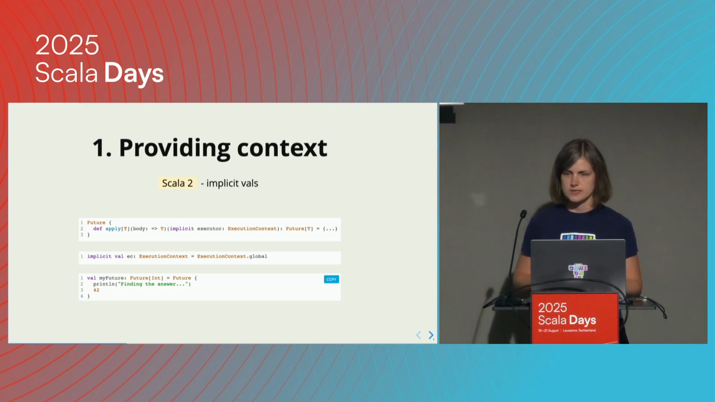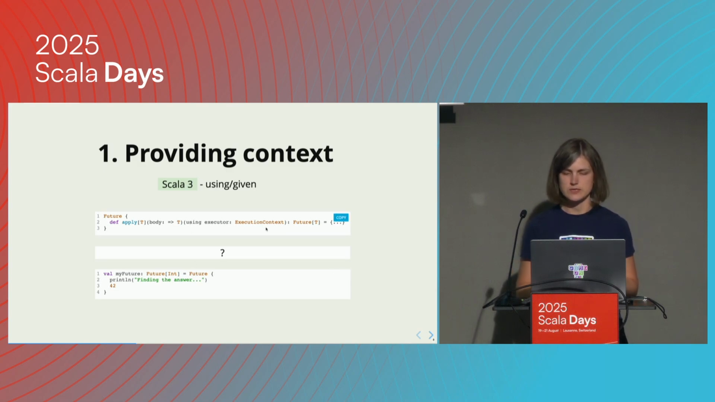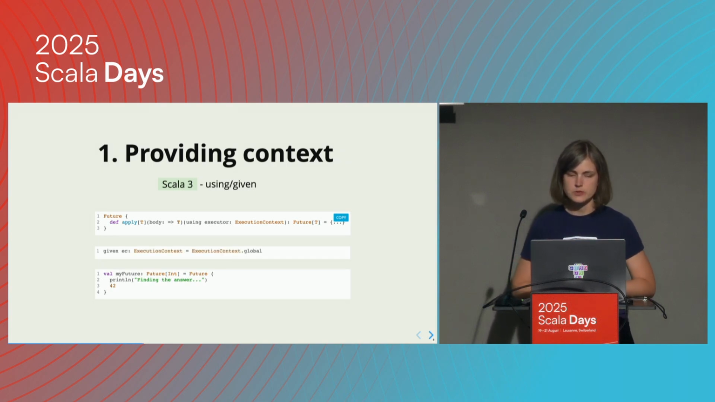So how is it different in Scala 3 if I'm saying there is no implicit keyword? We have this using and given pair. The code that we are writing is the same. We have the body of the future. And in the apply method, we also have this implicit parameter list, which in Scala 3 uses the using keyword. For this method to run, the compiler needs to use some kind of execution context. And in the place where we provide it, we use the given keyword.